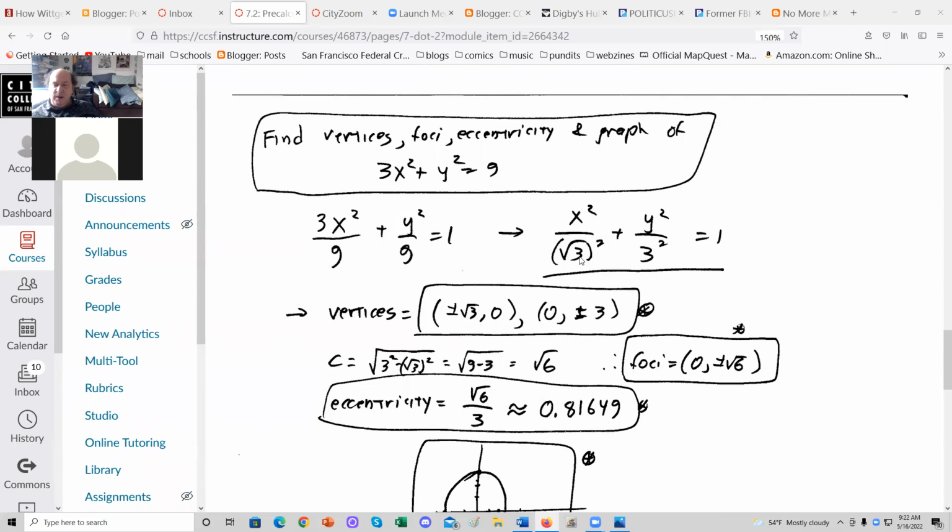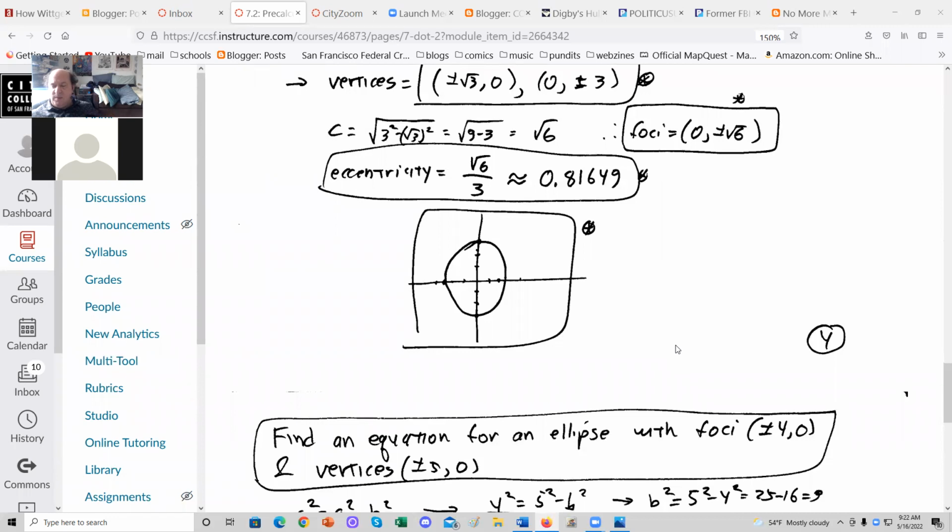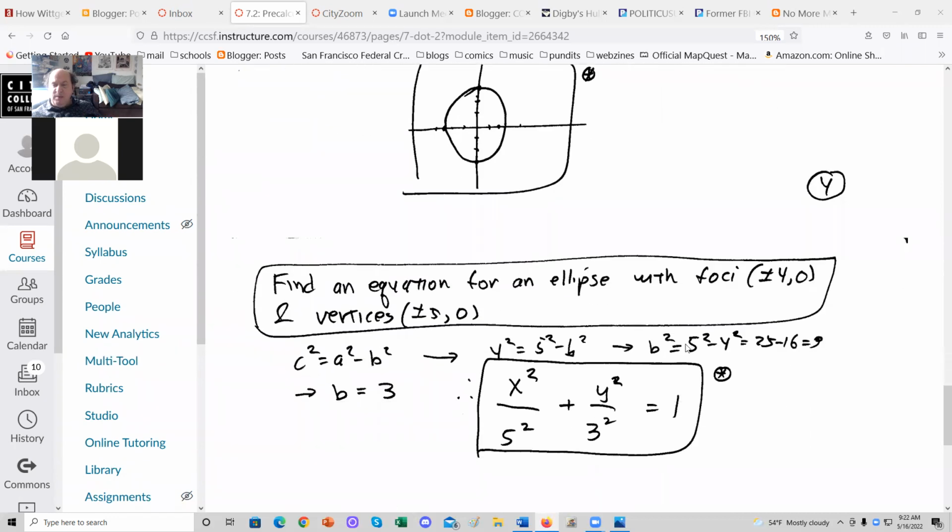The vertices on the y-axis are 0 by plus or minus 3. And we take the bigger squared minus the lesser squared. That will be 3 squared minus root 3 squared. That's root of 9 minus 3, that's root 6. And since 3 is bigger than root 3, the foci are along the y-axis. So it's 0 by plus or minus root 6. So something like this: plus or minus root 3, about plus or minus 1.7, and about plus or minus 2.4 for the foci, somewhere around here. And the eccentricity is root 6 divided by 3, about 0.81649. So roughly 81.6% eccentricity.